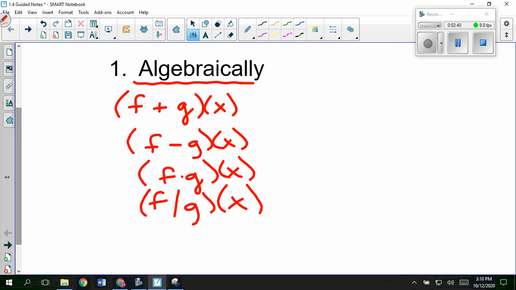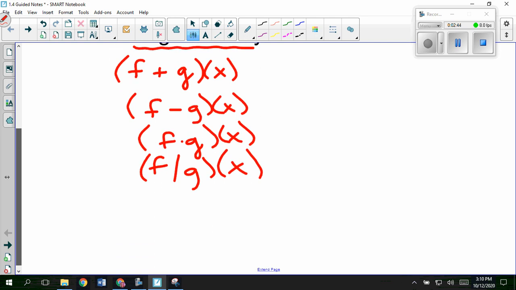Sometimes the f times g has a little bit of multiplication symbol there. Sometimes it does not. But all of these types of notations are really considering taking two separate functions like f and g and combining them in a certain way. Without going over examples of every single one of these, I think you guys probably can get the idea and understand that part.